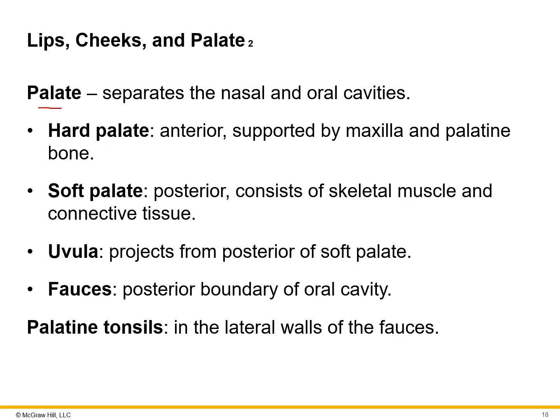Then we also have the palate. So we have a hard and a soft palate. So this separates the nasal and oral cavities. So the hard palate is anterior, helps support the maxilla and the palatine bone. The soft is on the posterior region. This has skeletal muscle and connective tissue. That uvula, which is the little thing that hangs down, projects from that posterior portion of the soft palate, and then those fauces, which are the posterior boundary of the oral cavity. And then also at the back there, we have the palatine tonsils. So remember, the tonsils are divided into 3 parts. So the palatine is there on the lateral walls of the fauces.